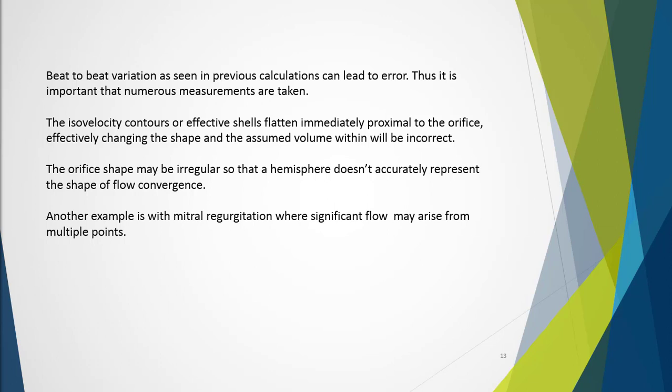There are also considerations for the determination of the hemispheres. The isovelocity contours or effective shells flatten immediately proximal to the orifice, effectively changing the shape of the assumed volume, which is no longer a hemisphere, and thus what we assume is incorrect. Using a baseline shift that is not too extreme, i.e. a higher aliasing velocity, minimizes this effect. Additionally, the orifice shape may be irregular, so the hemisphere doesn't accurately represent the shape of flow convergence. Another example is with multiple regurgitant jets, where multiple sites of flow can occur.